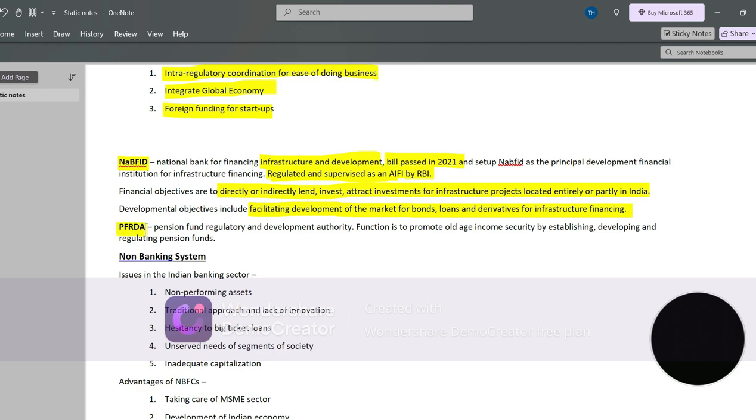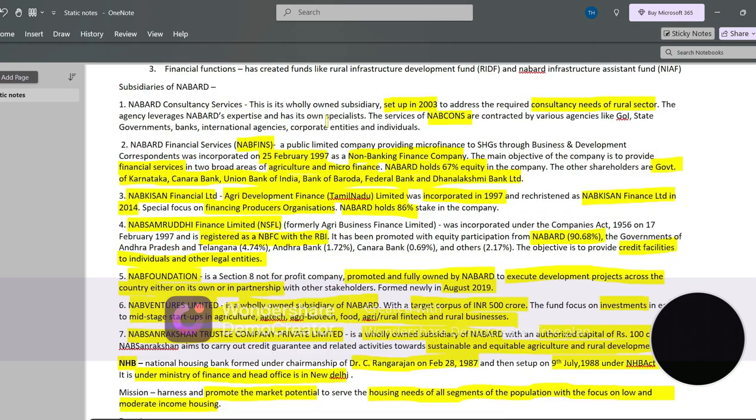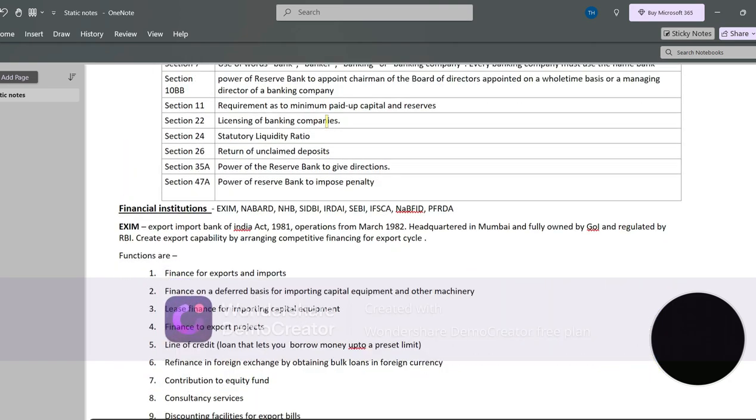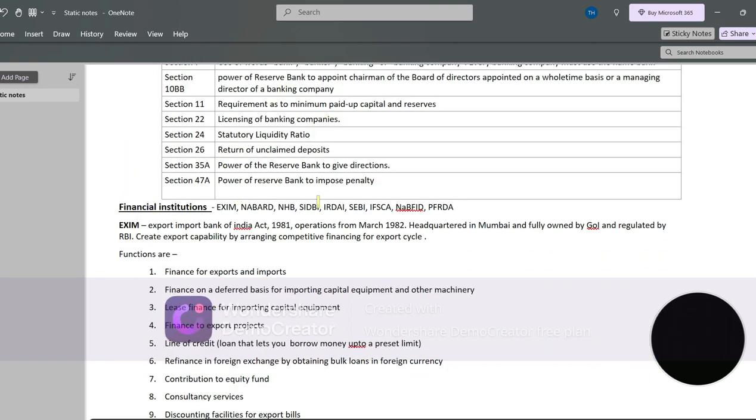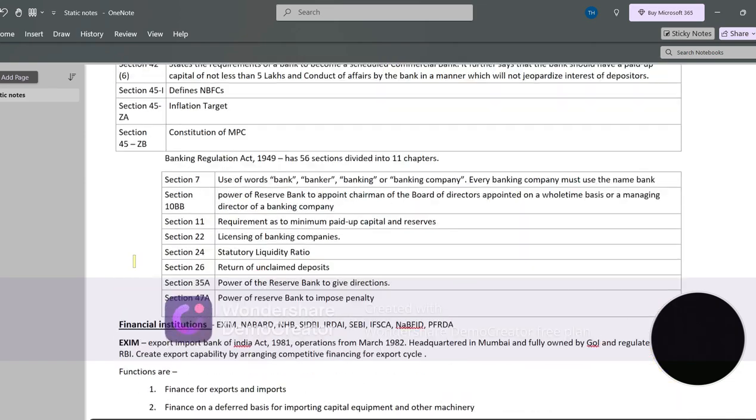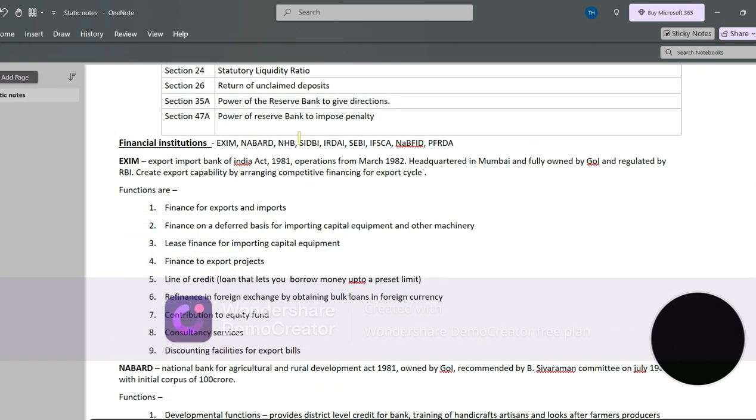Last is PFRDA, the Pension Fund Regulatory and Development Authority. Its function is to promote old age income security by establishing, developing, and regulating the pension funds. Yeah, this is done. This was all regarding this chapter on financial institutions, and these were all of the financial institutions which are required in our exam. I think there were eight, no, nine of them. Okay, that is all.